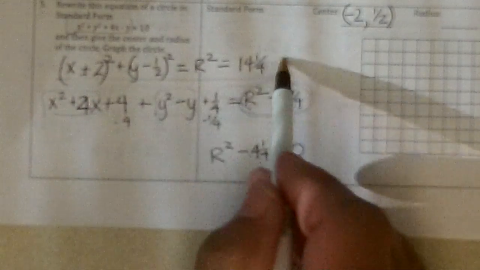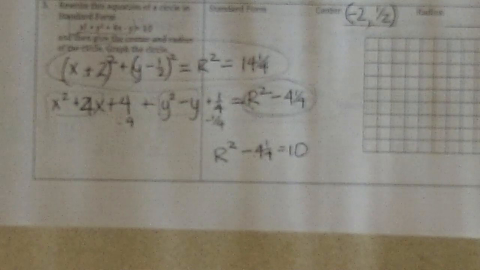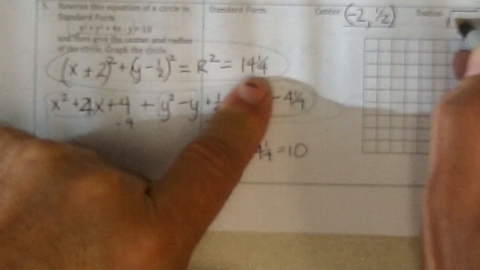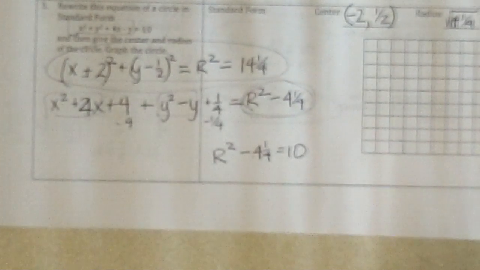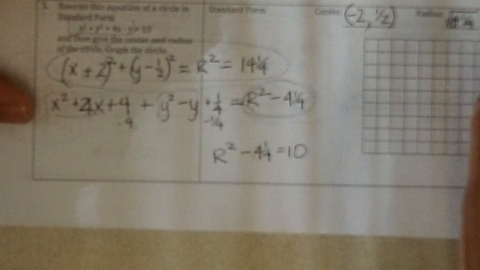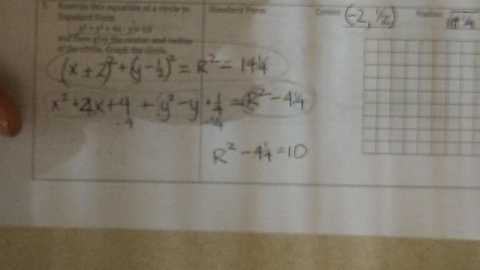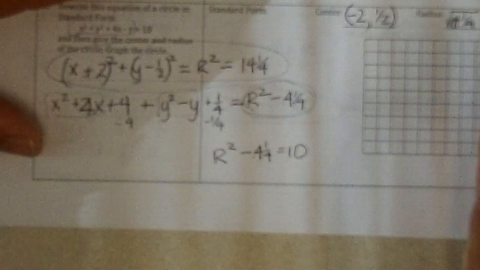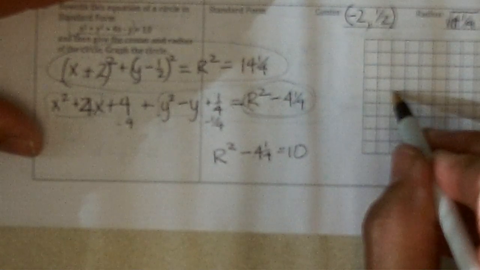So here is the standard form where I've replaced r squared with that. And if that's r squared, the radius is the square root of 14 1/4, which is almost 4, 3.8-ish. 3.8 or 3.9, I'm just estimating. So I'm going to have about a 4 unit radius centered at minus 2, plus 1/2.